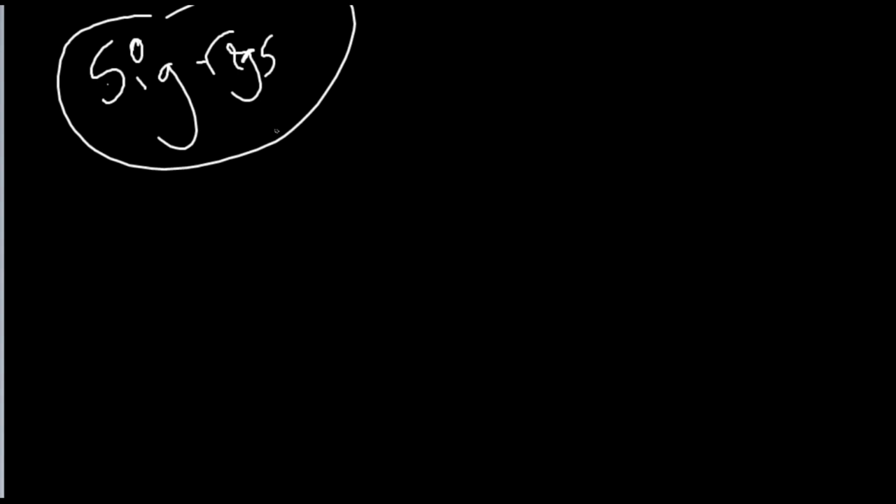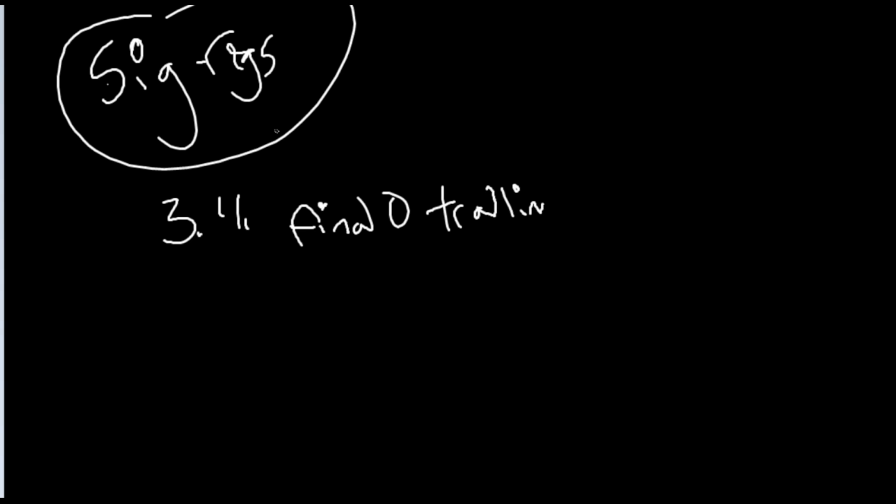So the third and fourth rule, they kind of go hand in hand, is that a final 0 and trailing zeros are only significant when they are in the decimal portion.